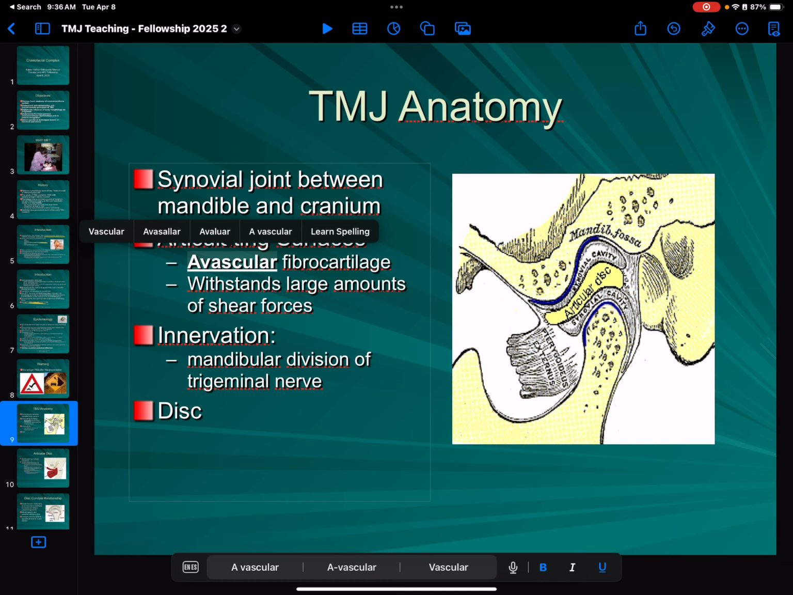But the fascinating thing is that it's mainly avascular in the central portion of the disc. But in the anterior and the posterior portions, there is some increased vascularity, and so some increased pain sensitivity. And so that's where patients will get pain. So the idea is that the disc is situated centrally here, and things work smoothly. If the condyle comes anterior, that's where there can be issues.